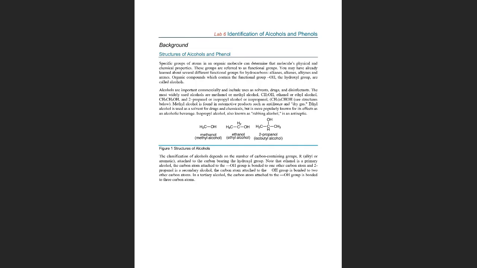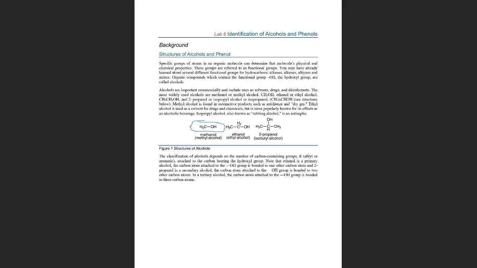And alcohols can be primary, secondary, or tertiary, depending on the number of carbon groups attached to the carbon bearing the OH group. Let's say it again. Depending on the number of carbon groups attached to the carbon bearing the OH group. For example, let's look at methanol. Is this primary, secondary, or tertiary?